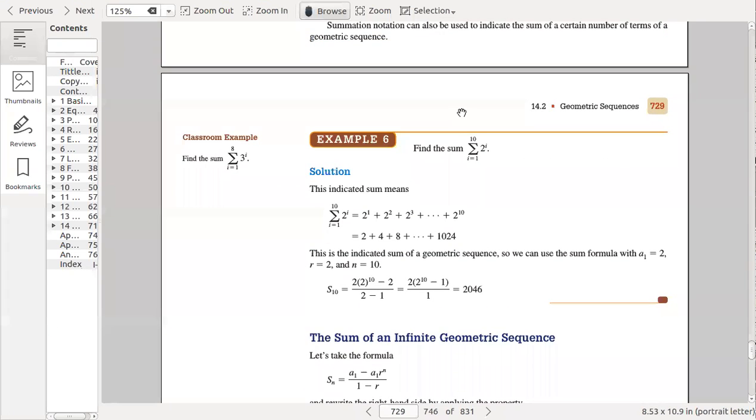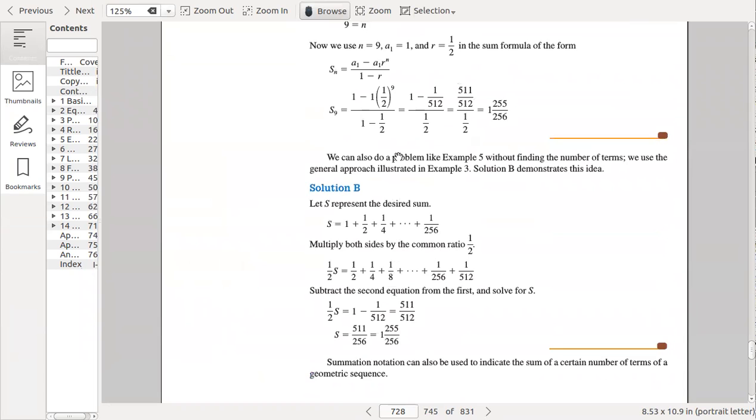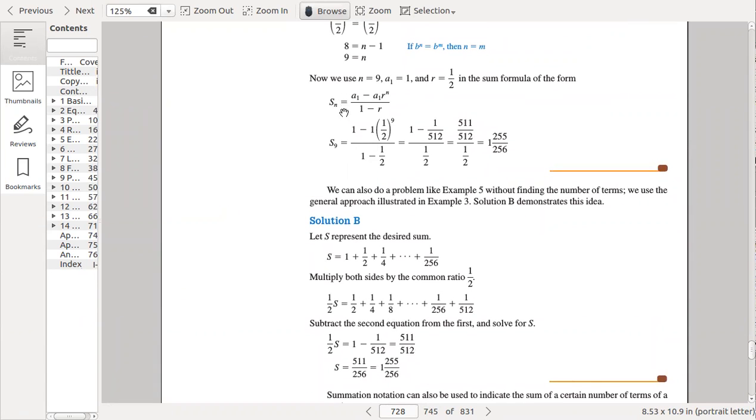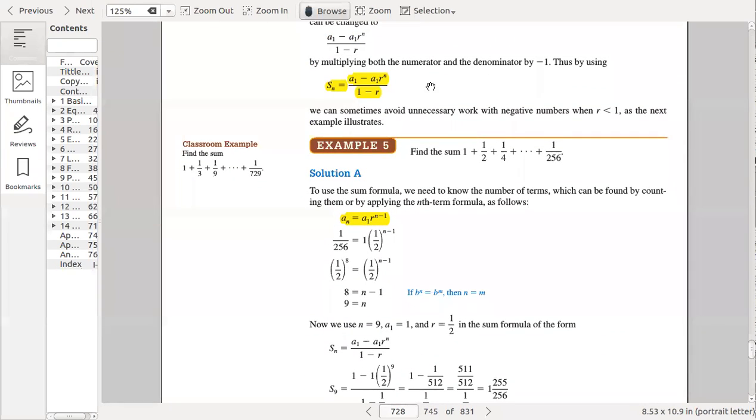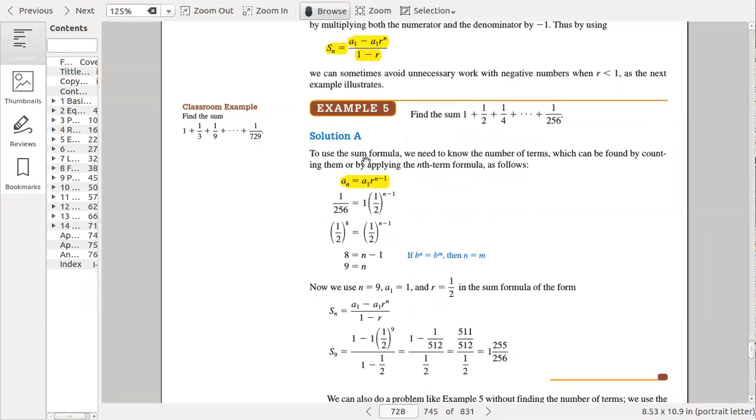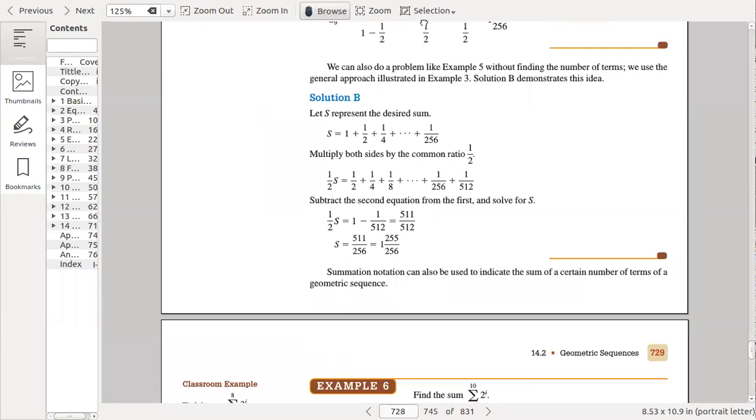As you have noticed in the previous lecture, the sum Sn is equal to a1 minus a1 r power n over 1 minus r. Here r is less than 1. So this is the general sum formula: Sn is equal to a1 minus a1 r power n over 1 minus r. And the general form of the nth term is an is equal to a1 into r power n minus 1.